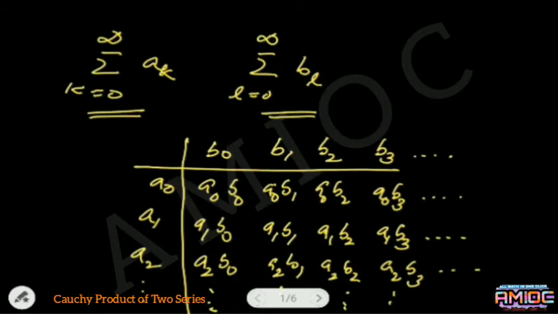If I am drawing diagonals like this, the first diagonal meets the point a0 b0. The second diagonal meets the points a1 b0, a0 b1. And the third diagonal meets the points a2 b0, a1 b1, a0 b2, and goes on.